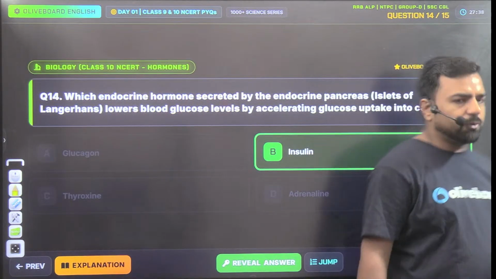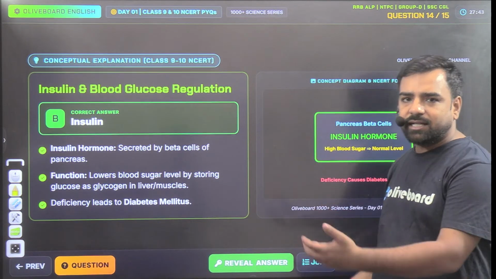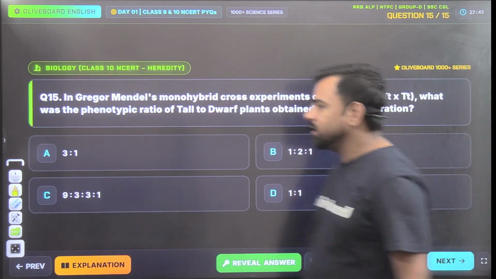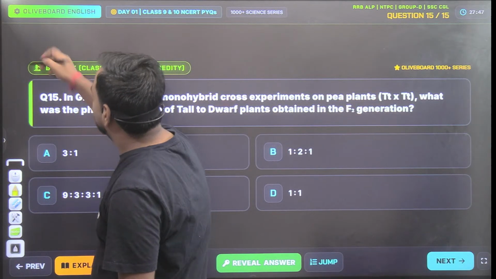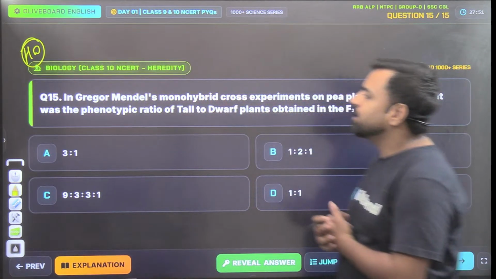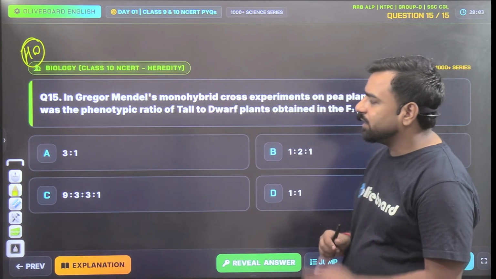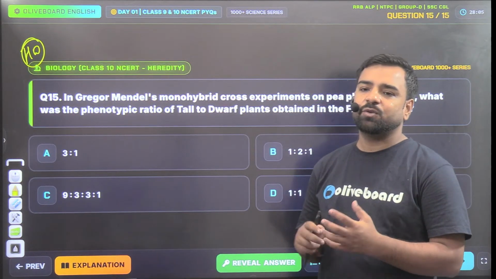Now it's time for the homework question, and I request you all to please let me know in the comment section how the class was, and also please answer this homework question. The question is, in Gregor Mendel's monohybrid cross experiments on pea plants, what was the phenotypic ratio of tall to dwarf plants obtained in the F2 generation? Please let me know the correct answer in the comment section. Also, please let me know how the session was.